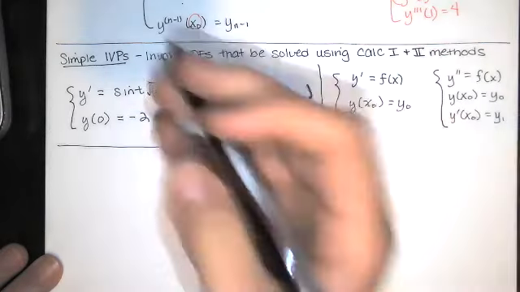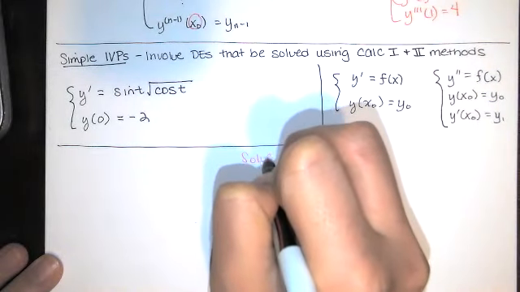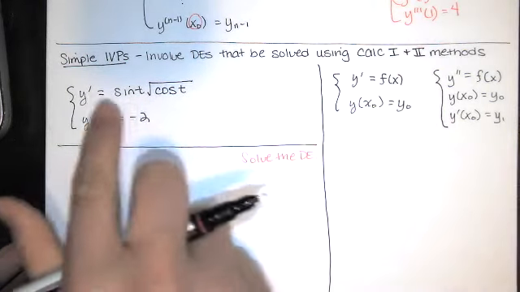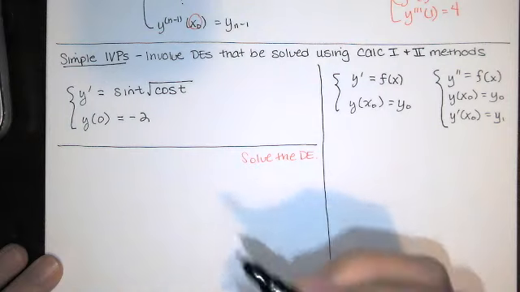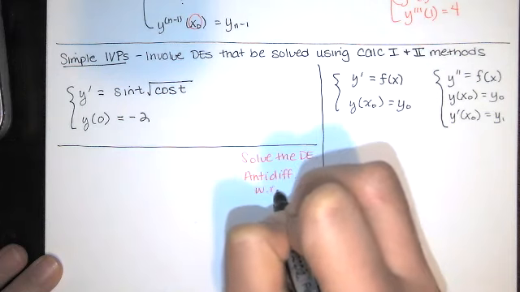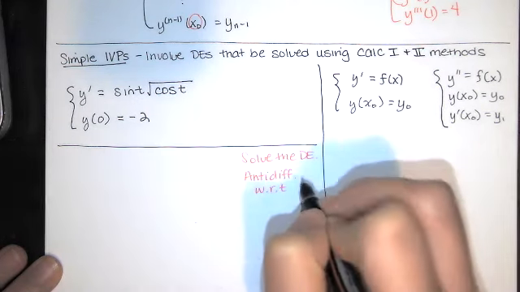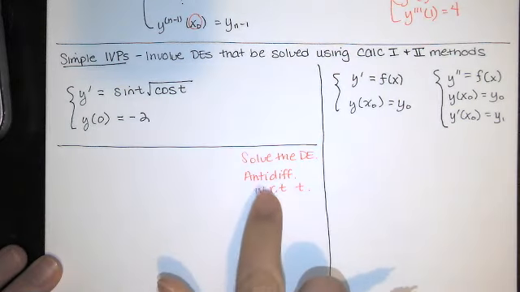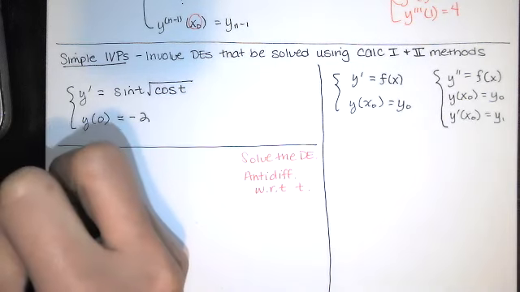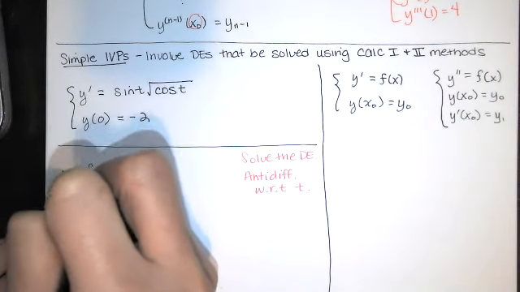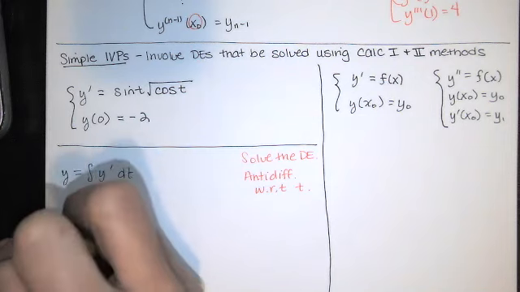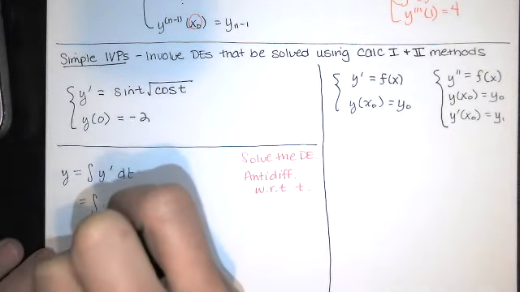And when we solve the differential equation, if this is a function of t or a function of x on this side, you're just going to anti-differentiate. And we're anti-differentiating with respect to the independent variable, which is t. I'm using WRT as an abbreviation for with respect to. So y is, of course, the antiderivative of the derivative. Antiderivatives and derivatives undo each other. And I've got this over here.